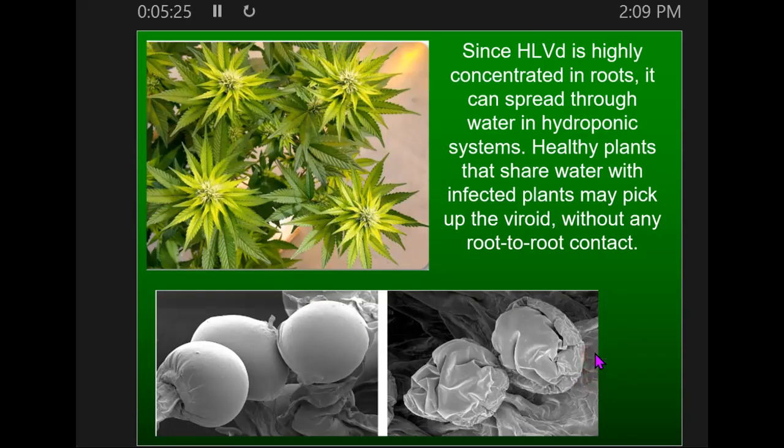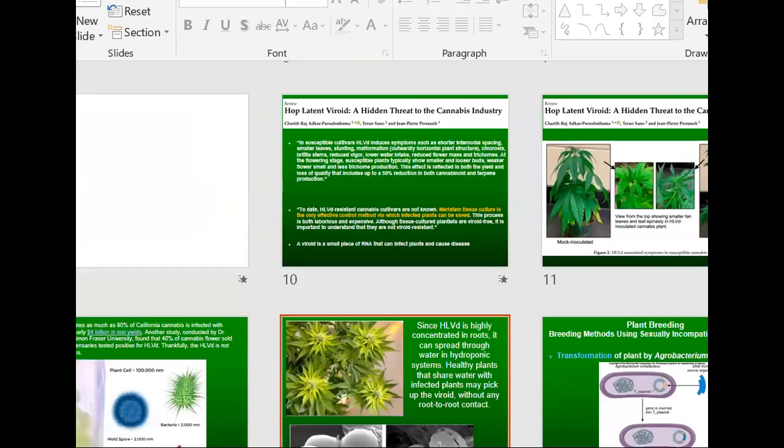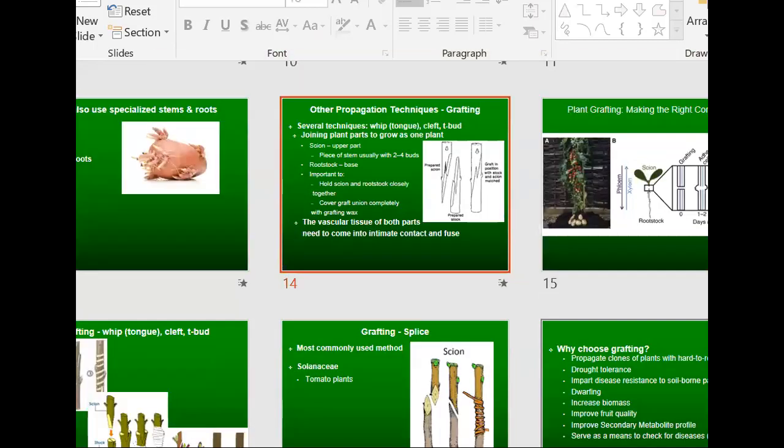And then the other slide set is what we're going to continue talking on. I updated this one too on propagation and grafting. I added a little bit more into it over the weekend. So that's what we're going to get into next.